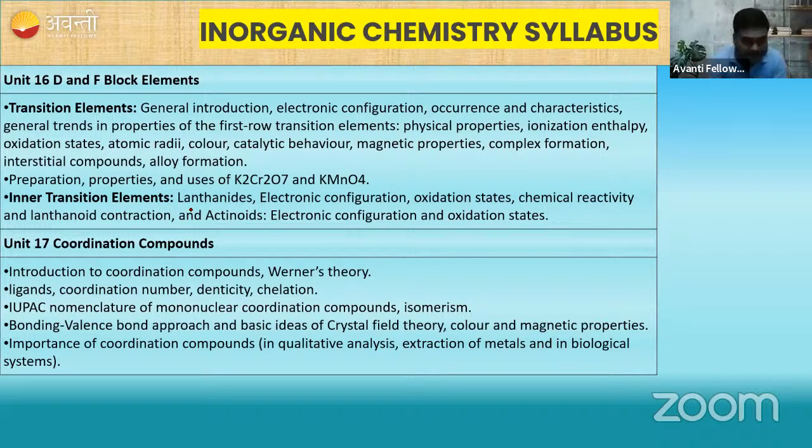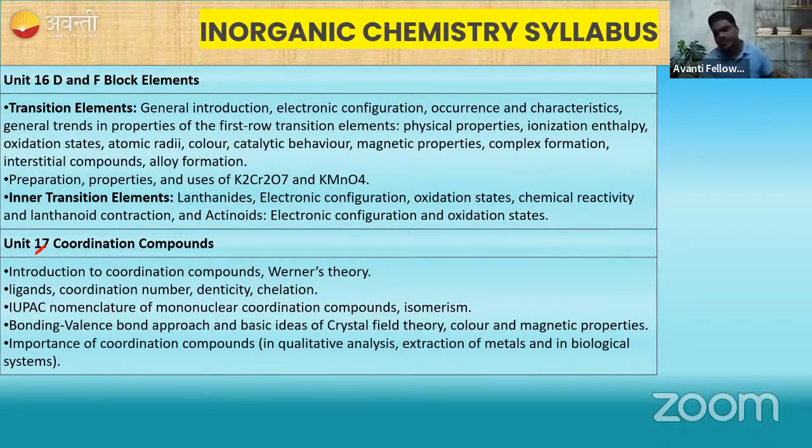Now, one important chapter, unit number 17, is coordination compounds. This one is going to be very, very important. In coordination compounds, we are going to study Werner's theory, ligands, coordination number, denticity, chelation effect, IUPAC nomenclature, bonding, the valence bond approach, ideas of crystal field theory, color, magnetic properties, importance of coordination compounds, and qualitative analysis. So this one is going to be very important.